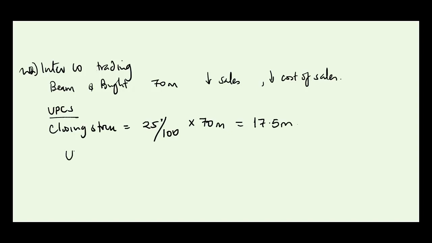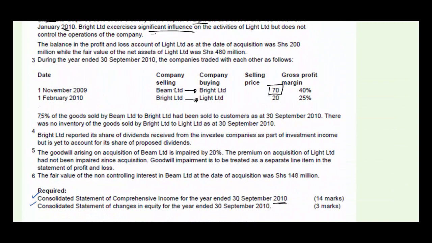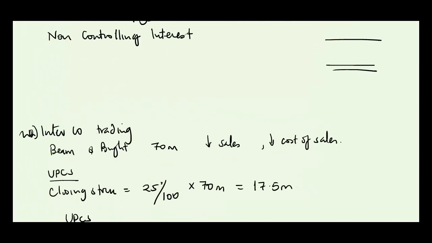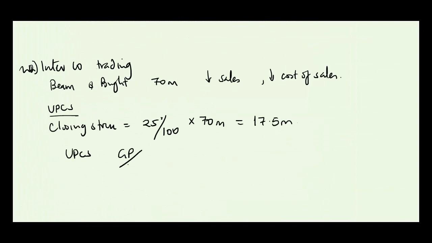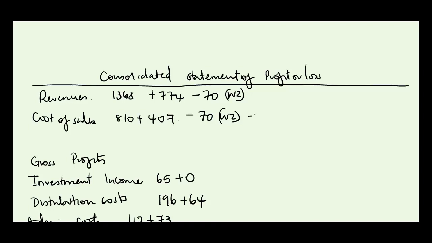Then what is the unrealized profit on closing stock? We are told that the trading was done at margins of how much? Gross profit margins of 40%, which means that GP over sales equals to 40%. So what is the unrealized profit when you have 17.5? Unrealized profit equals to 17.5 times 40 over 100, which gives you 7M. So this 7M goes to increase your cost of sales. Okay.